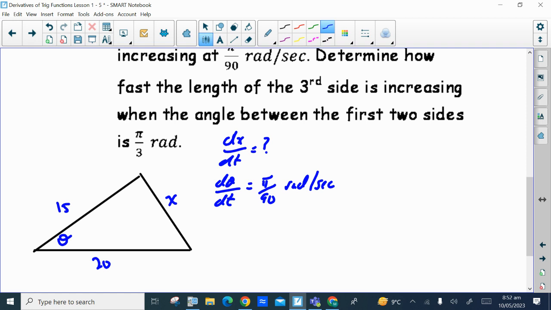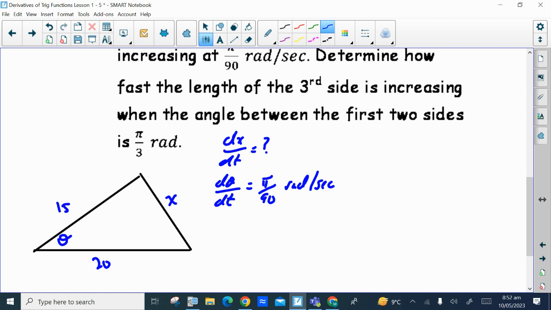And obviously we have those two sides of the triangle. But we want to know the rate that x is changing with respect to time. So we need to come up with an expression that relates all these things together. And so taking you back to 20-1, you learned about the law of sines and the law of cosines. They are used in oblique triangles, triangles that are not right angled.